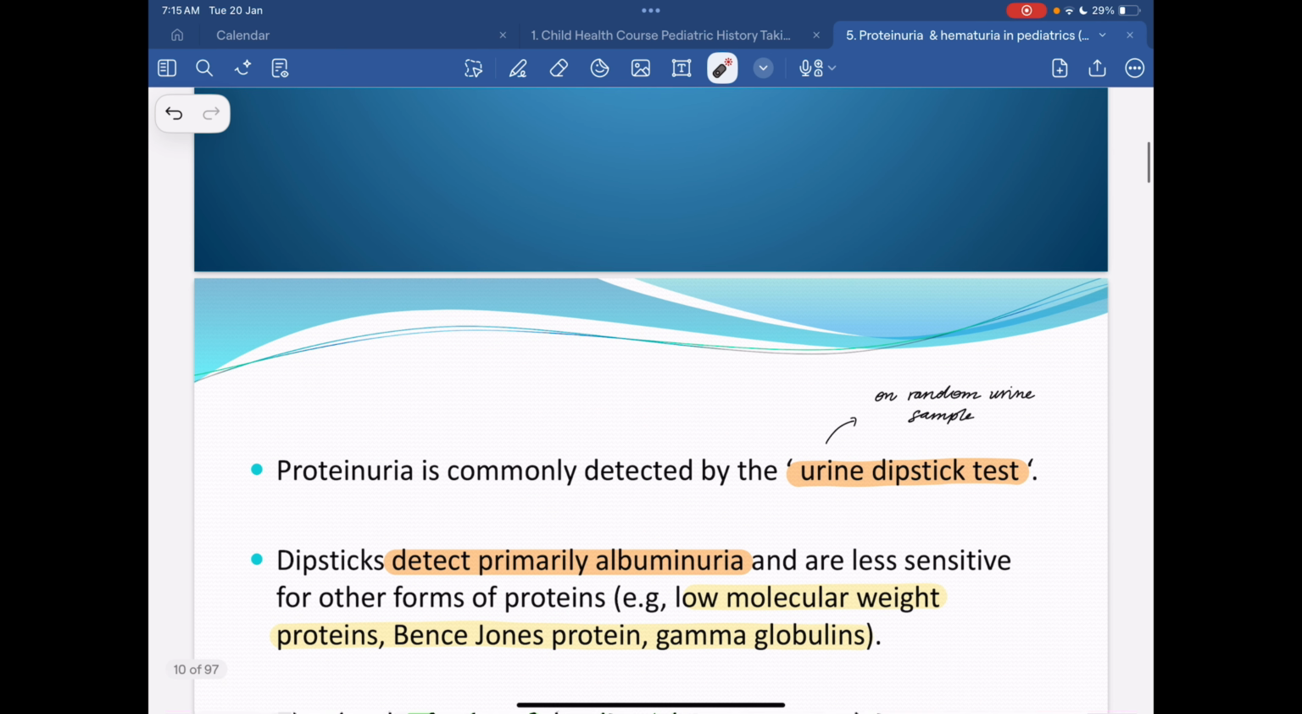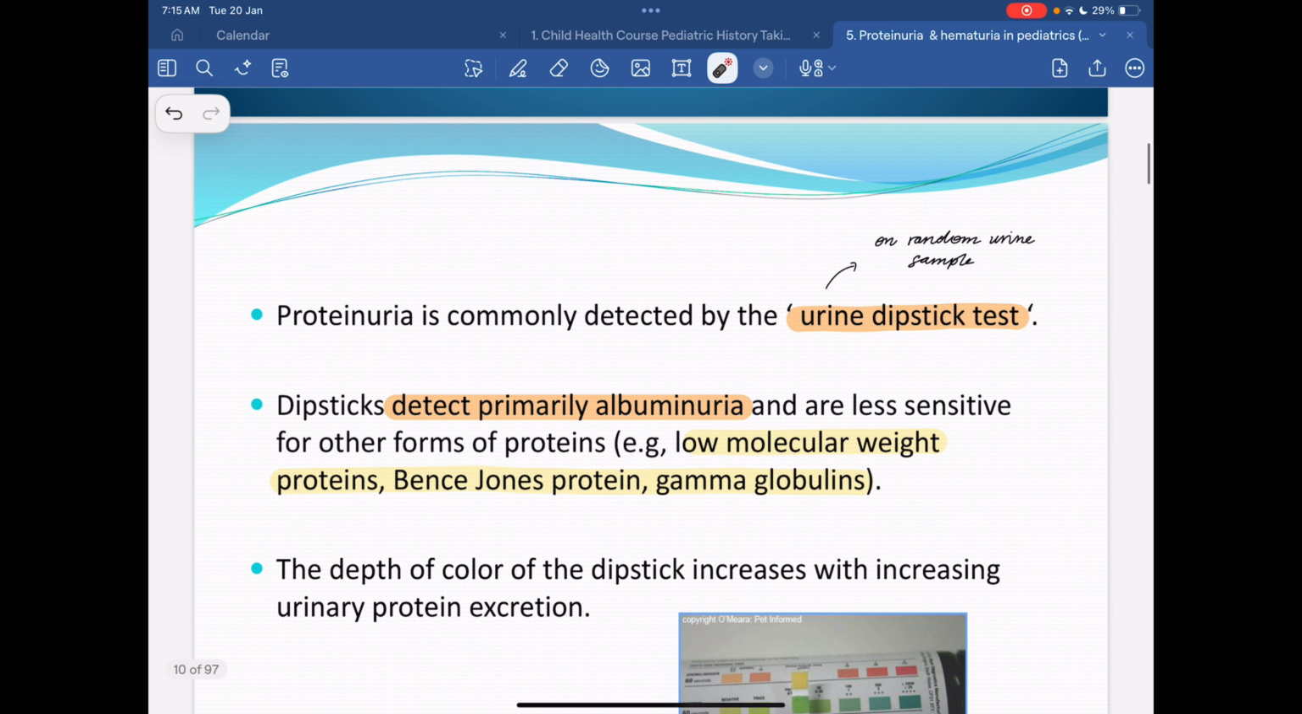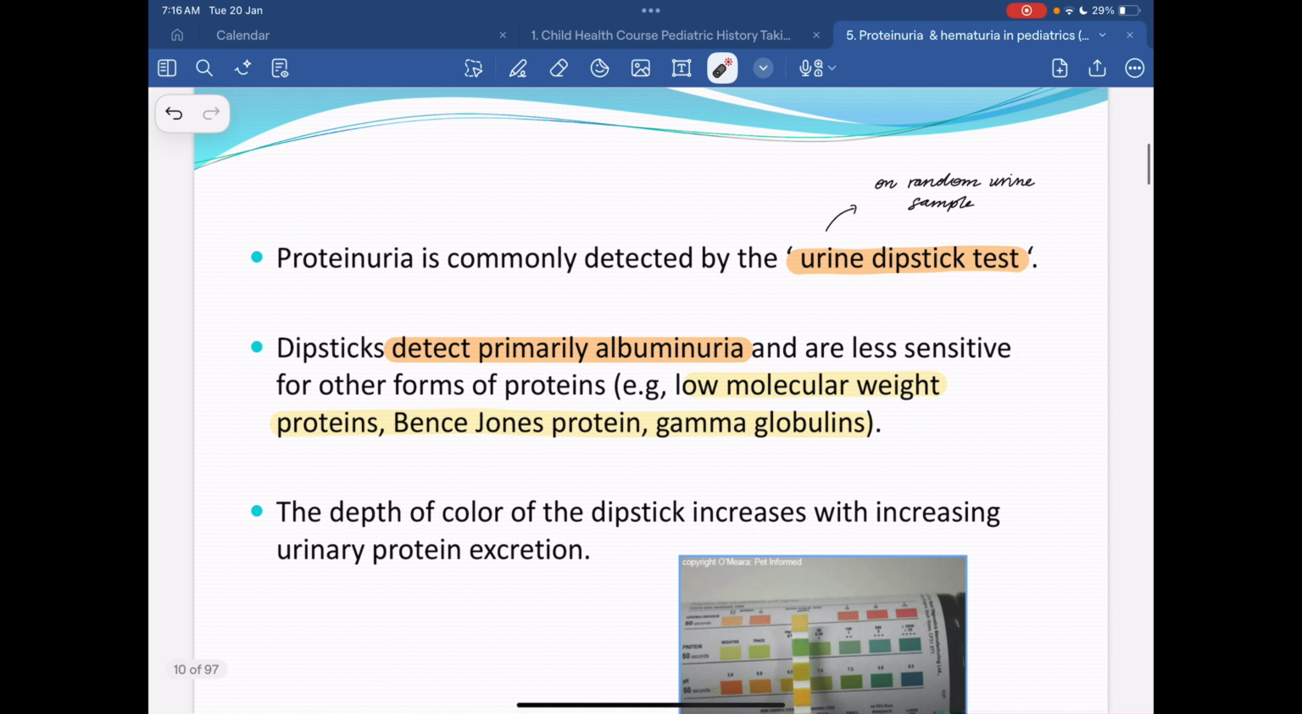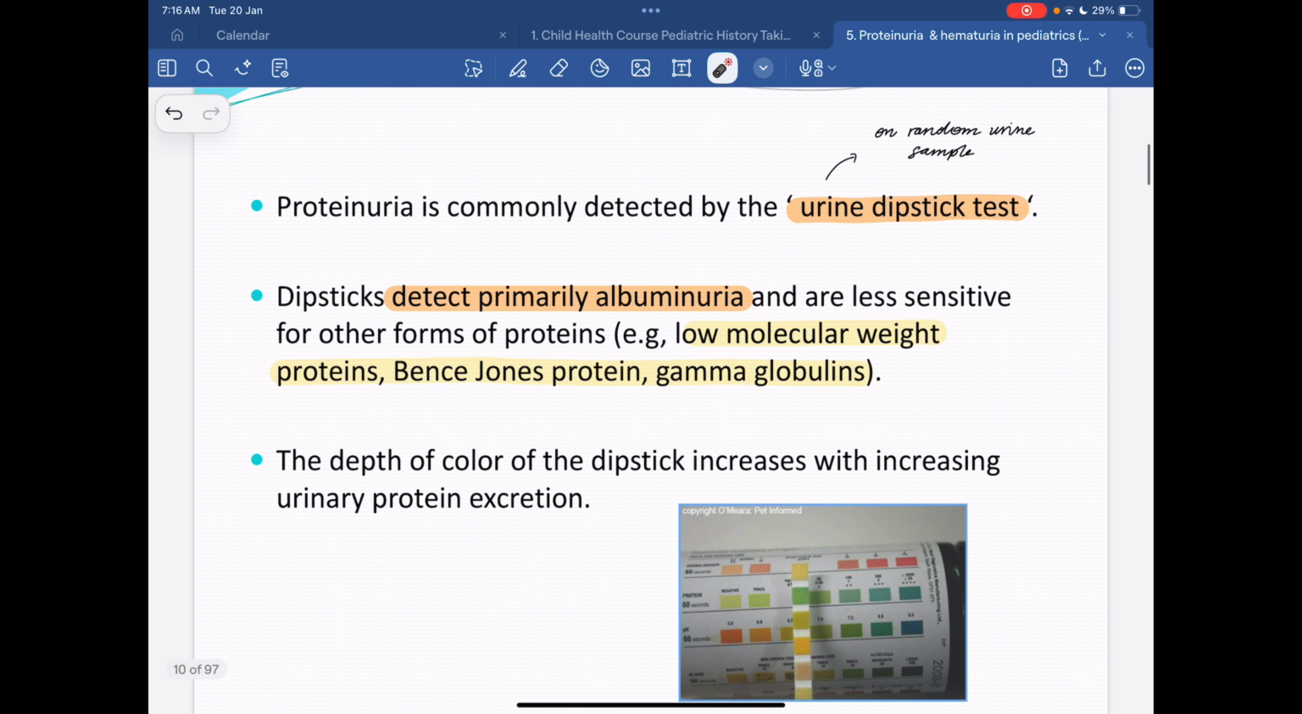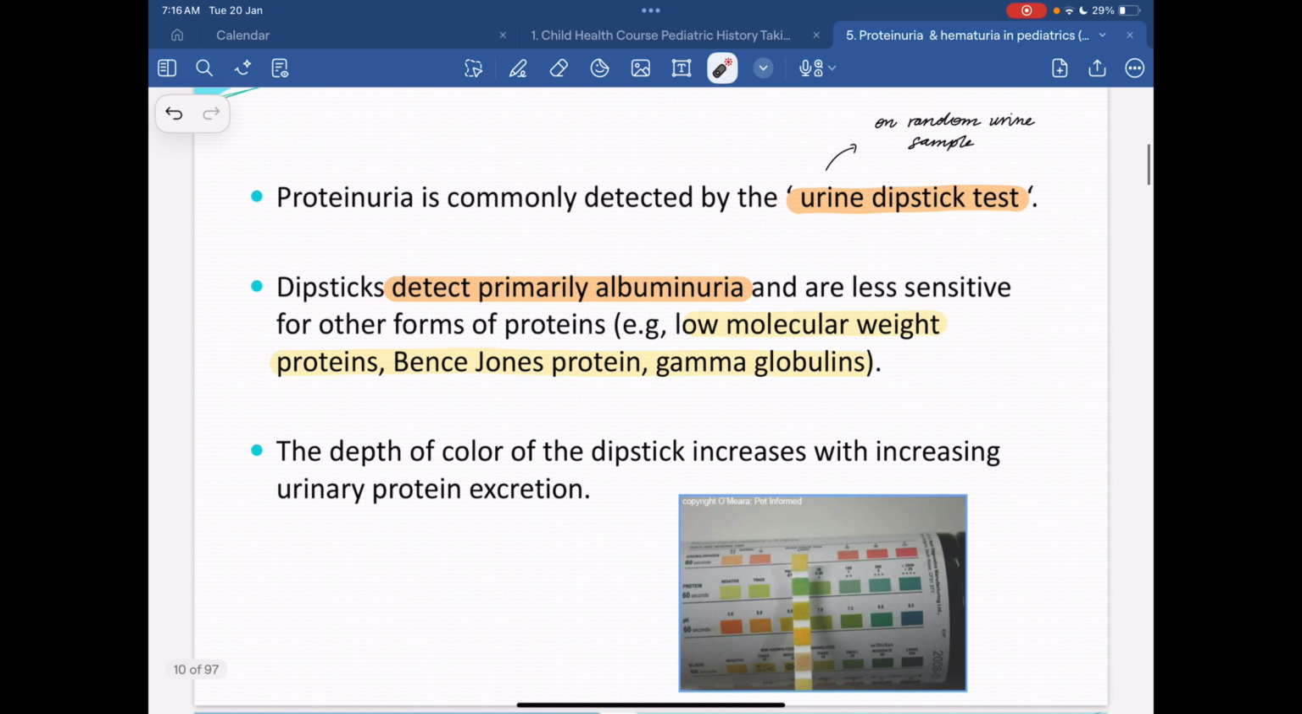The measurement of urinary protein. Proteinuria is commonly detected by the urine dipstick, usually on a random urine sample, or if you want to be more precise, you can use the 24-hour urine sample. طيب إيش يسوي؟ It detects primarily albuminuria. معناته إنه it is less sensitive to any other form of protein. زي إيش؟ Low molecular weight proteins, Bence-Jones proteins, gamma globulins, any other type of protein. فهذا ممكن downside للurine dipstick.